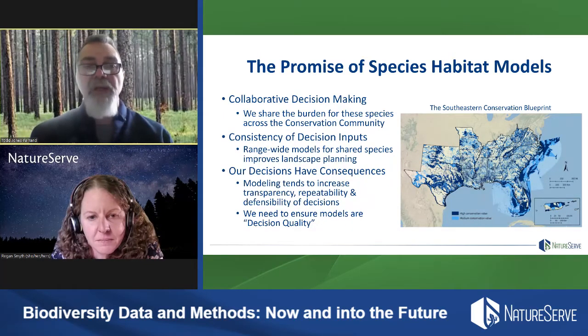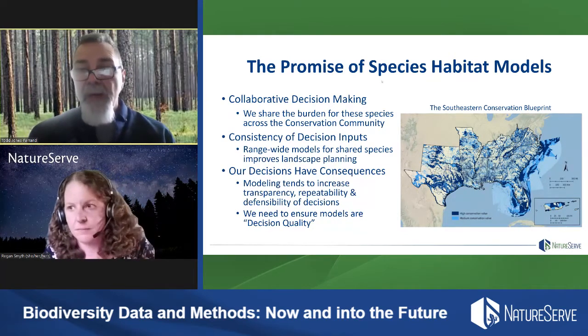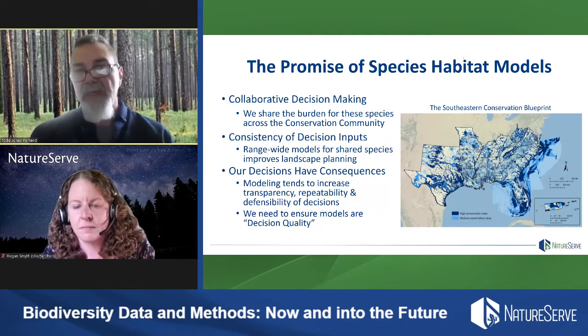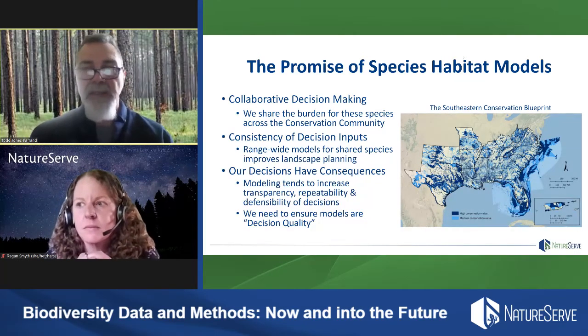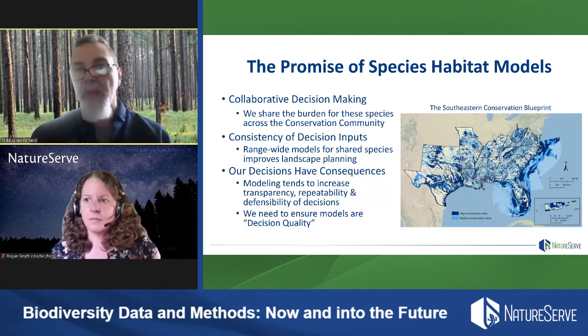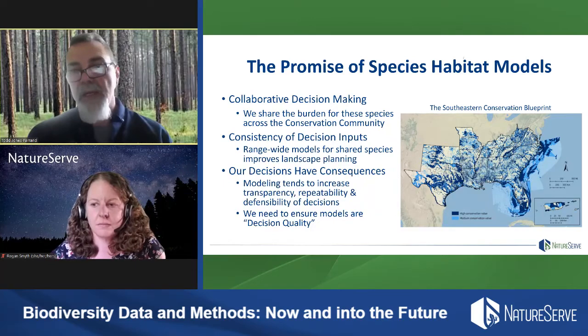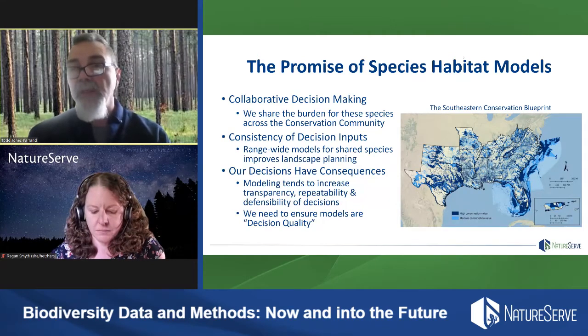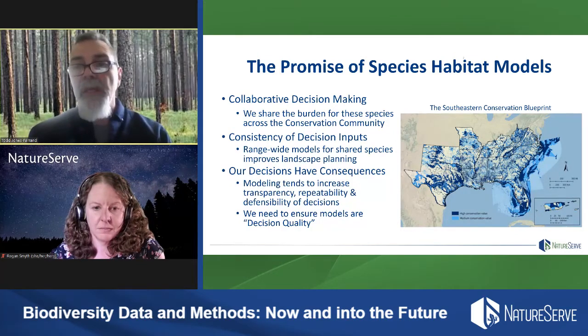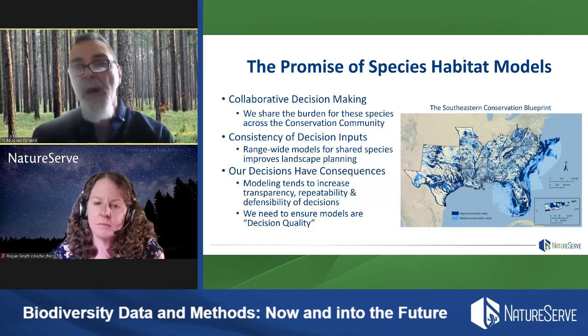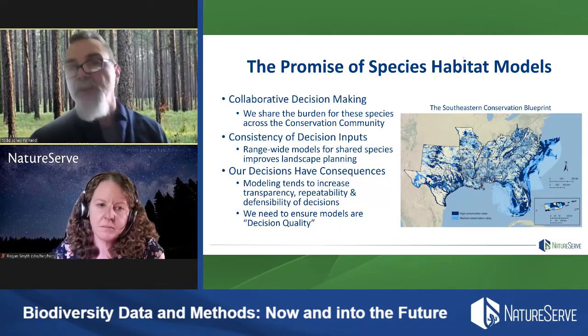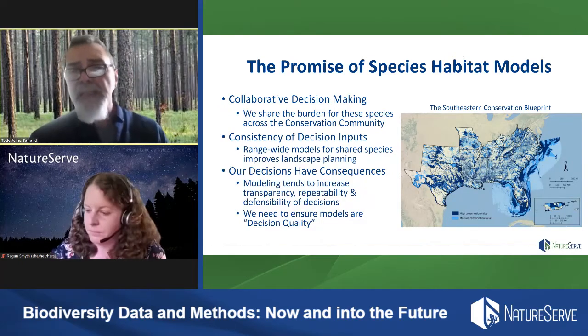And with the new administration and their focus on climate change and 30 by 30, collaborative decision-making for conservation is becoming all the more relevant. Models can help in that range because they can help us with consistency of decision inputs. When we have range-wide, consistent models for species that people are bought into, working from the same data is going to help us be much more efficient. And the reason we need that is because our decisions really have consequences. They have consequences to the species, they have consequences to people. And so we need to make sure that the models are relevant. They have decision quality, as Regan was just saying. Next slide.